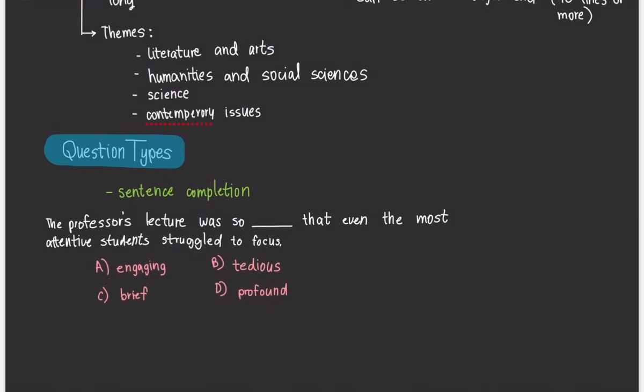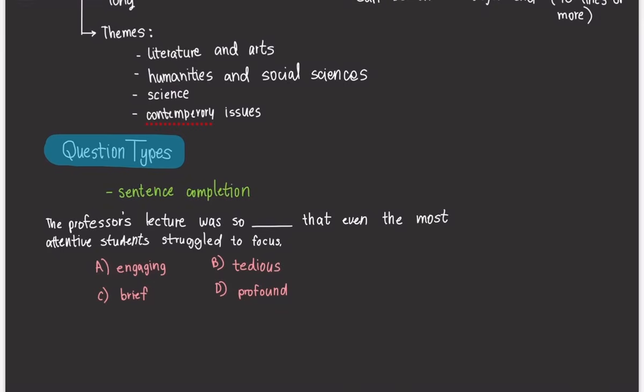Now, we can understand this through an example. As you can see, the professor's lecture was so deep that even the most attentive students struggled to focus. Now, this is a very simple example, but just for understanding the question, I'm using it over here. So, it is the sort of idea that through the given sentence, you'll have to analyze and understand which option is the most suitable one for the given sentence. So, in other words, you'll have to complete the sentence by the context that is given to you.